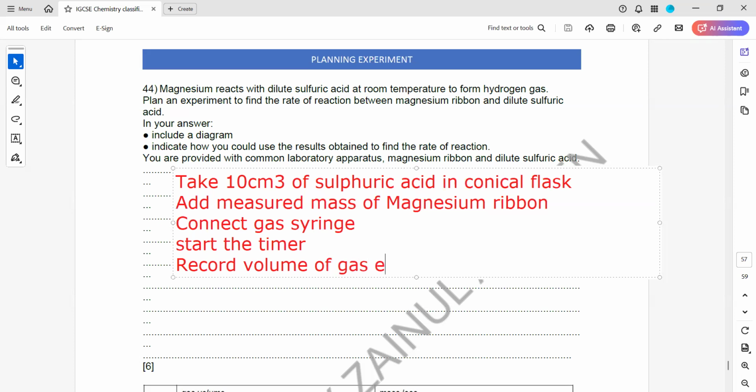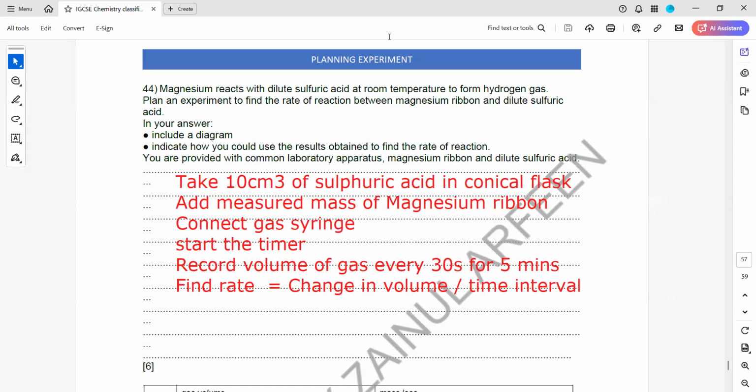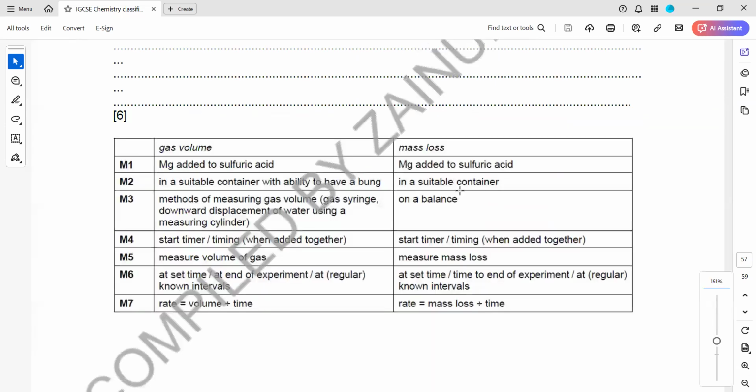Every 30 seconds for, let's say, 5 minutes. Then find the rate by using the formula: change in volume divided by time interval. When you get marking, you see the marking reference points. What are marking reference points? Like the things you can list, you can see here. That's how the marks are distributed.